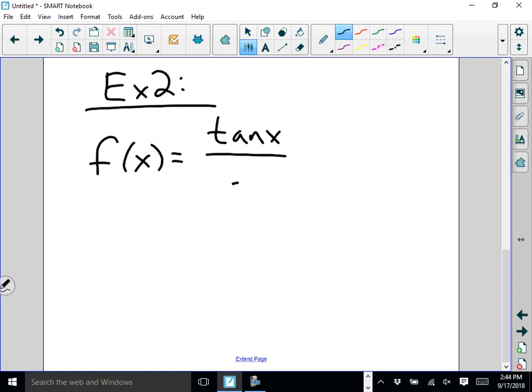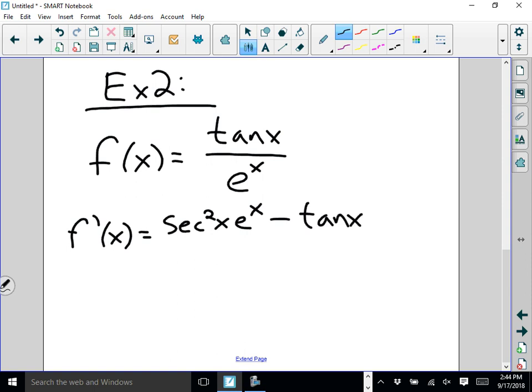Okay, so we have f of x equals the function tan of x divided by e to the x. Let's go ahead and find f prime. Once again, you can pause the video here and try it on your own. I'm going to try it as well, and we'll come back and take a look at it. Okay, we're back. So let's start this problem with the derivative of the top function times the lower function minus the top function times the derivative of the lower function all over the lower function squared.